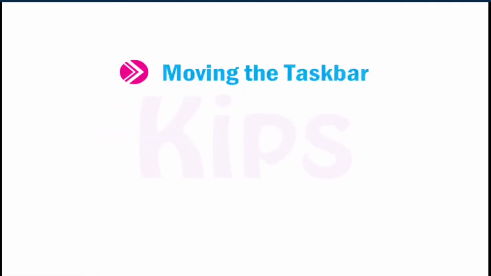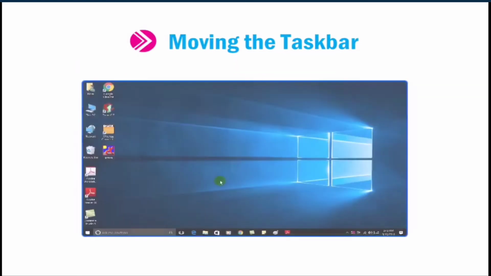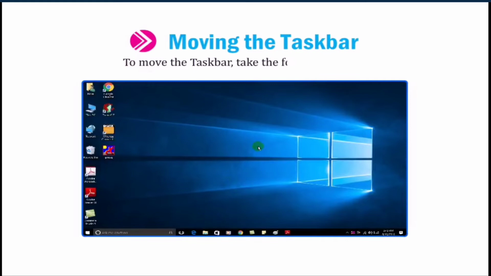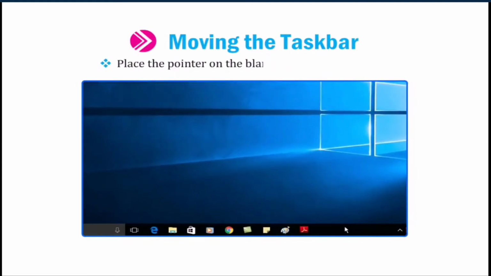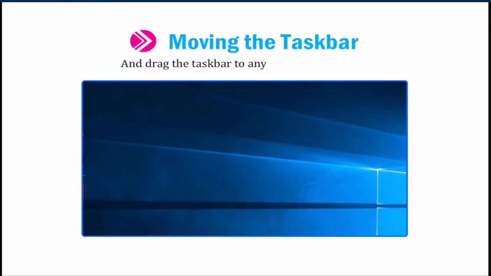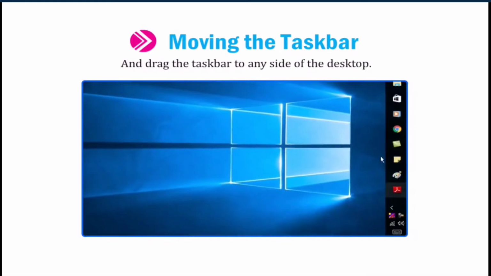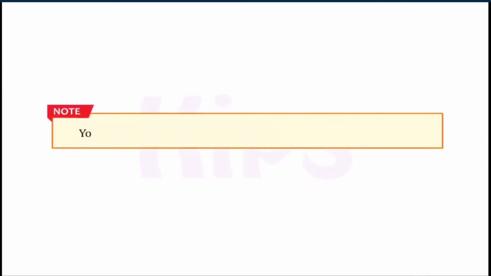Moving the taskbar. The taskbar can be moved to any of the four sides of the desktop. To move the taskbar, take the following steps. Place the pointer on the blank area of the taskbar. Press and hold the left mouse button and drag the taskbar to any side of the desktop. Now release the mouse button. Students, note that you cannot move the taskbar until you unlock it.